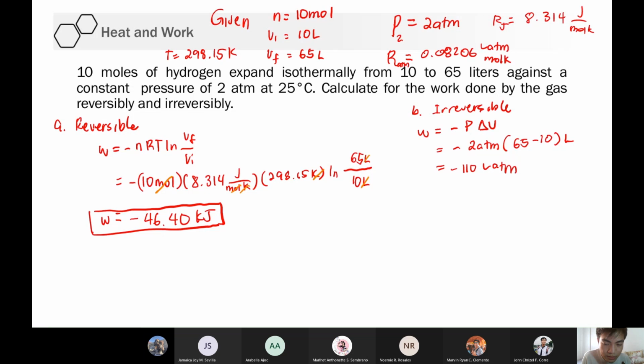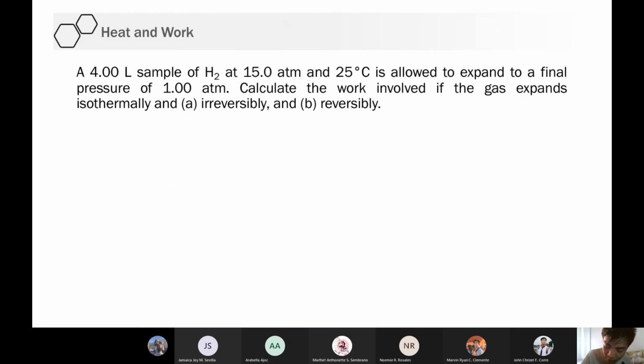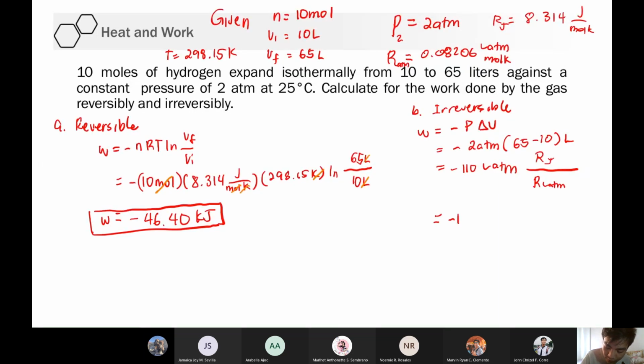But this is not the desired unit, no? Kapag energy ang desired natin is joule. So we have to convert L-atm to joule. How? Gamitin mo yung dalawang R constant, no? So yung R L-atm sa baba, then yung R joule sa taas, no? To cancel the liter atmosphere. So ganun gagawin nyo dyan.